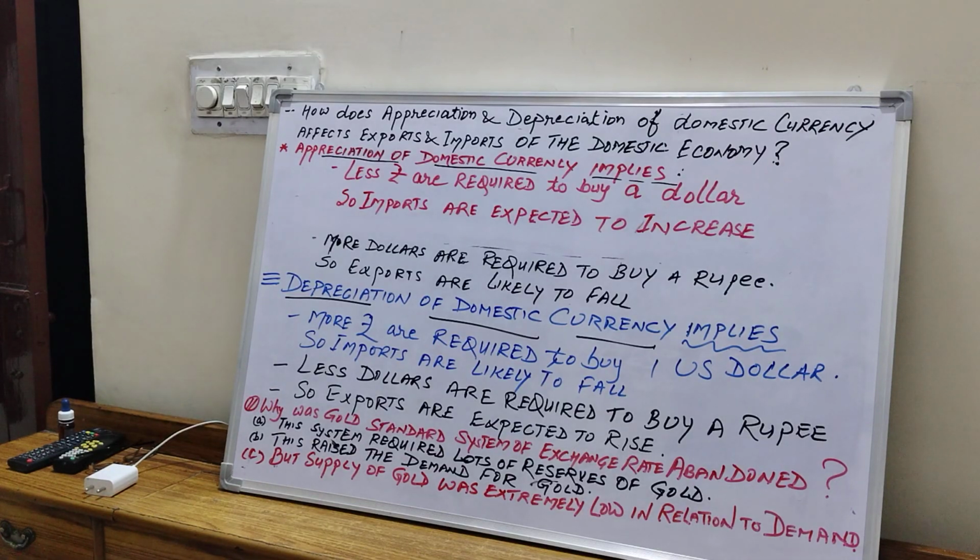So these are the two questions and one topic related with the Bretton Woods system of exchange rate, and the other one is the gold standard system of exchange rate. So please revise it properly. So thank you very much.